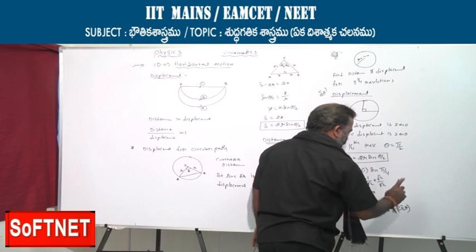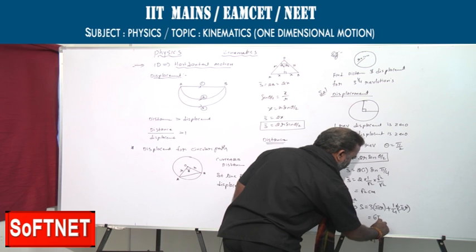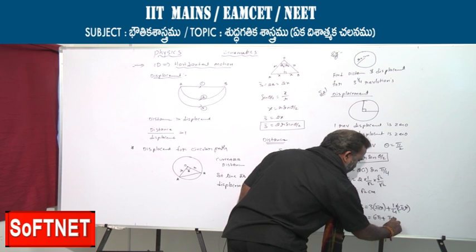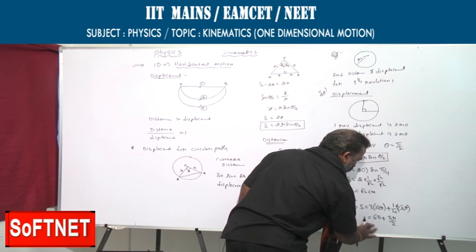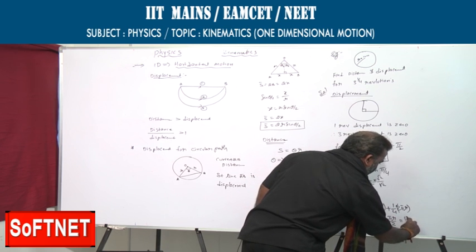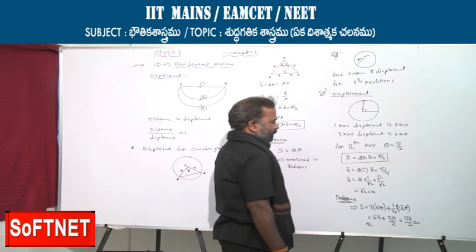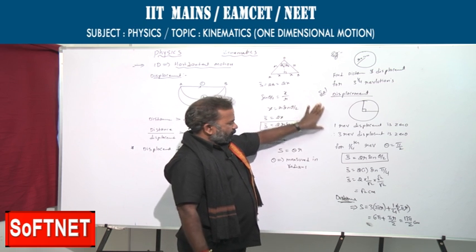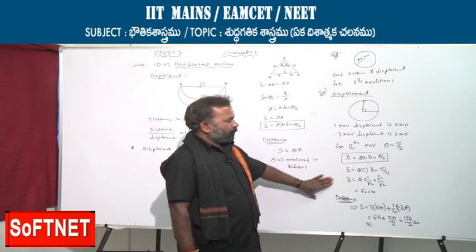Since r is 1 centimeter, so ultimately what will we get? 6 pi plus pi by 2. Ultimately we are getting 13 pi by 2 centimeters. So, this is how we can calculate displacement and distance for a body in circular motion.